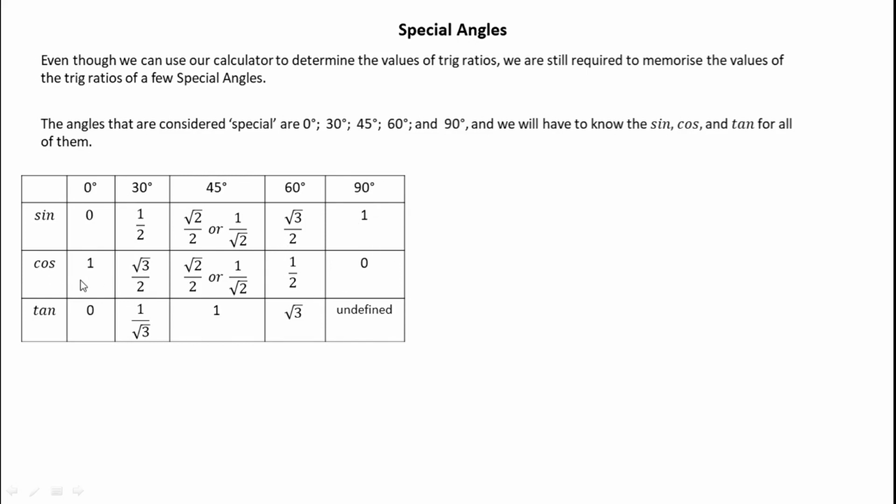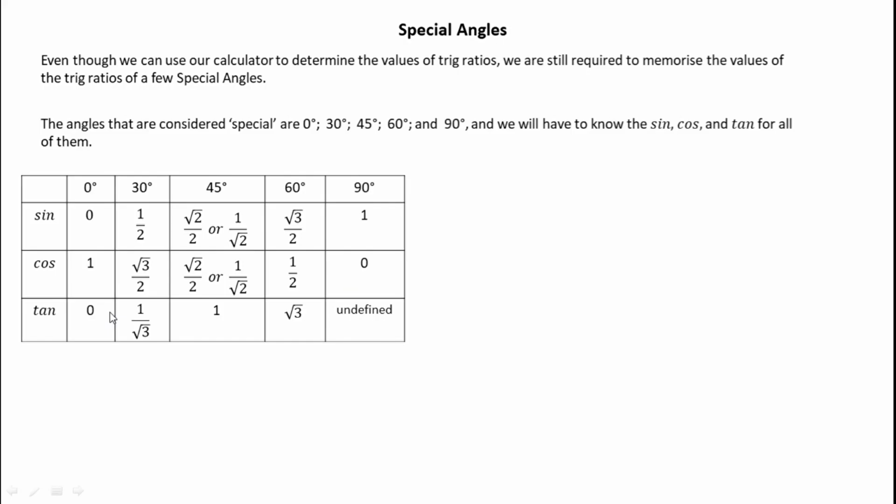Then if we go to cos, the cos of 0 is 1. The cos of 30 is root 3 over 2. The cos of 45 is root 2 over 2 or 1 over root 2. The cos of 60 is a half, and the cos of 90 is 0. Now, the more astute observers amongst you may have noticed something about the sine and the cos special angles. They look very similar, but maybe one of them is backwards.